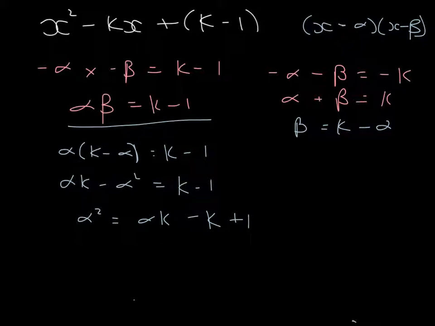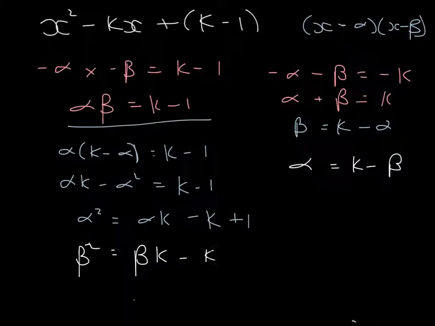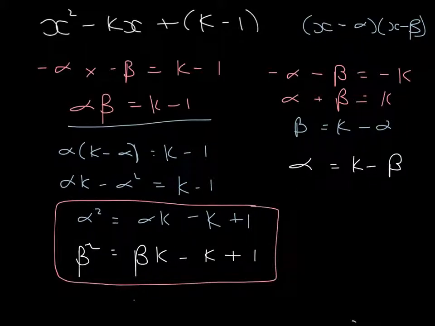And hopefully, if you try the same with changing this, so if instead you write this as alpha equals k minus beta and do the substitution, you'll also get the equation beta squared equals beta k minus k plus 1. So those are the two equations that we're going to use next.